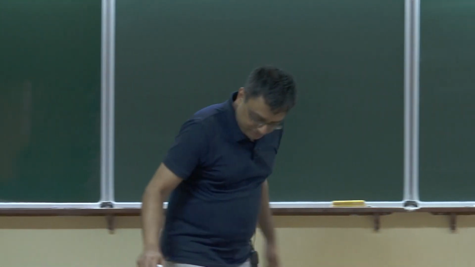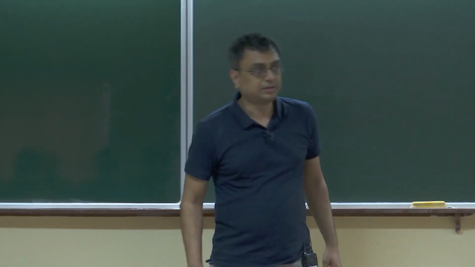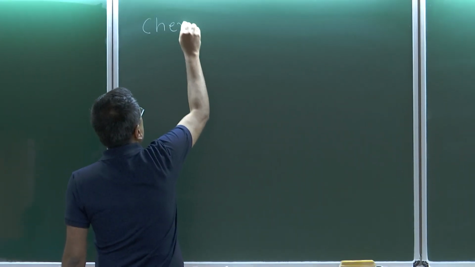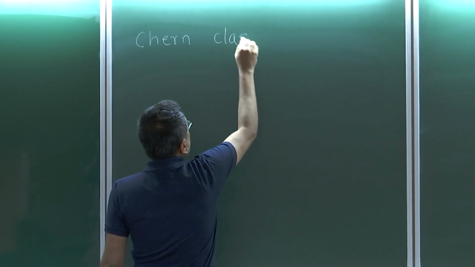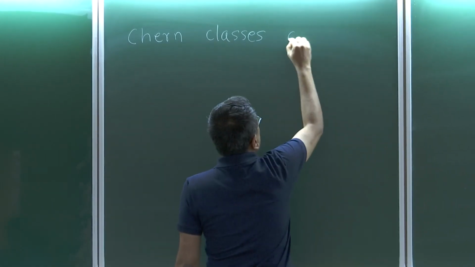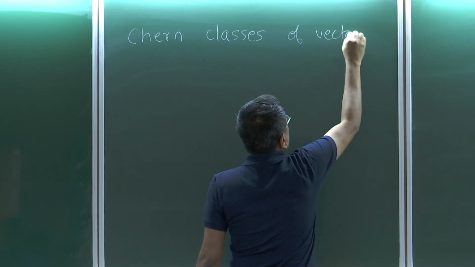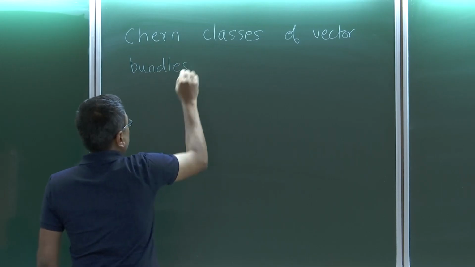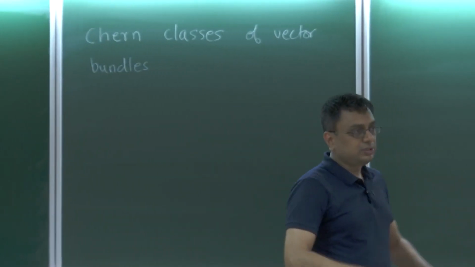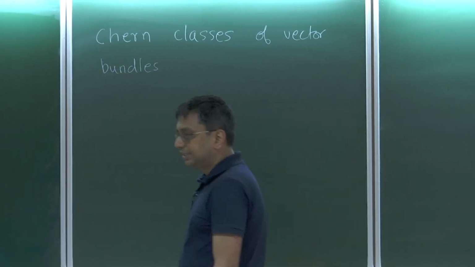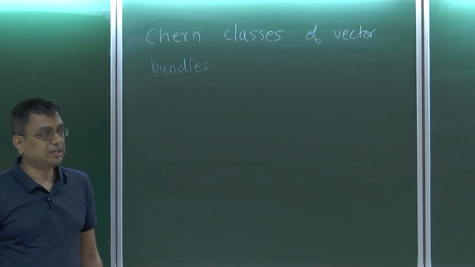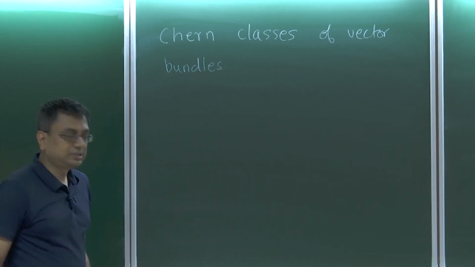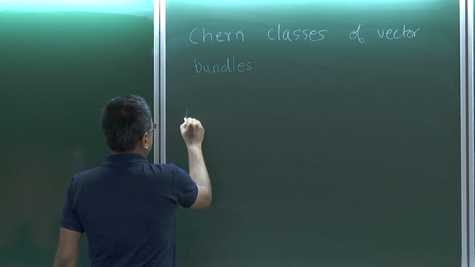Okay, so let me start. The topic for my lectures is Chern classes of vector bundles. Before we actually start with Fulton, the first lecture is going to be about Chern classes in the topological setting. The reference for the first lecture is this book by Allen Hatcher.